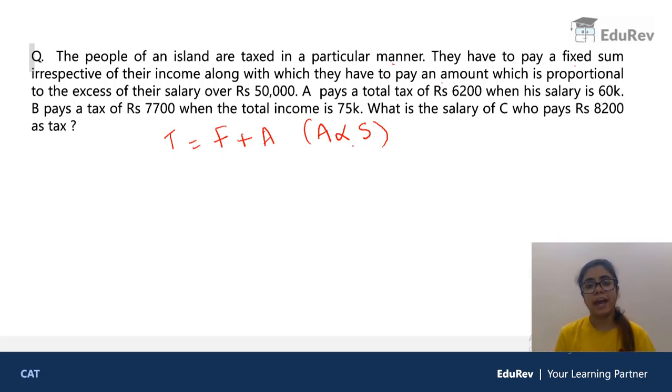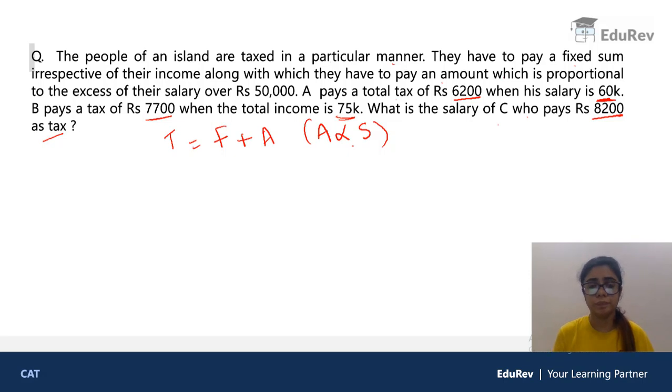A pays a total tax of 6,200 when his salary is 60k. B pays a tax of 7,700 when the total income is 75,000. What is the salary of C who pays 8,200 as tax? What is C's salary? Now we have seen the sum in the previous case wherein we had used equations to solve the problem. So let's try to solve this one without using the equations. Let's try to minimize the use of equations.